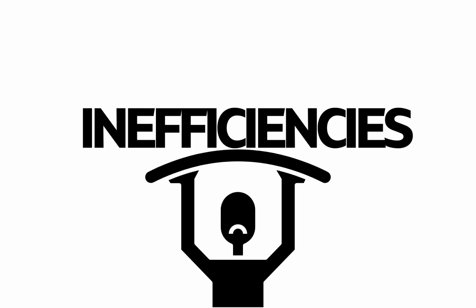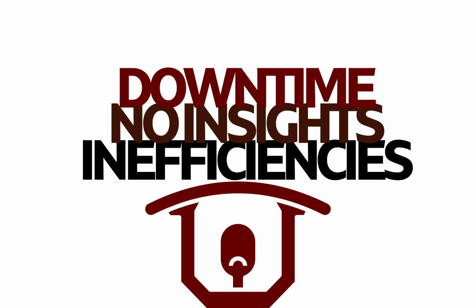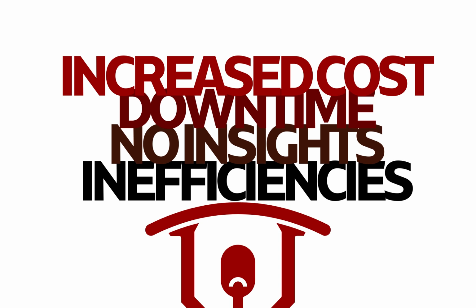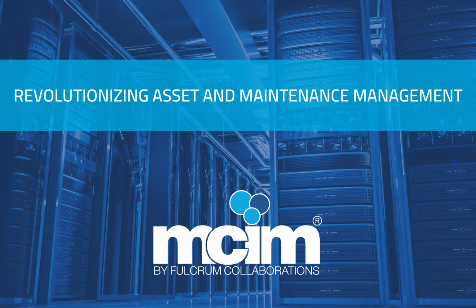This resulted in inefficiencies, lack of actionable insight due to scattered data, delays in repairs, increased risk of downtime, and an over-reliance on reactive maintenance, leading to both increased costs and risk of unexpected failures. Thanks to MCIM's unified cloud-based solution, Charlie's day-to-day looks significantly different.